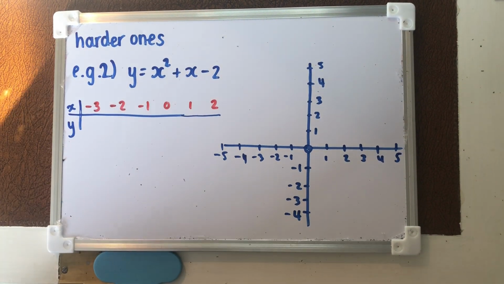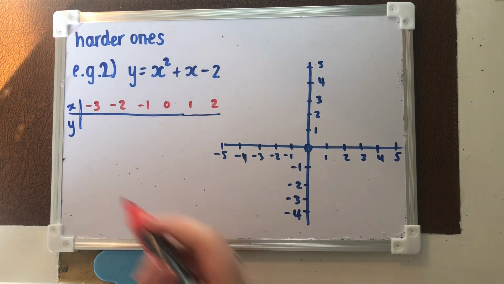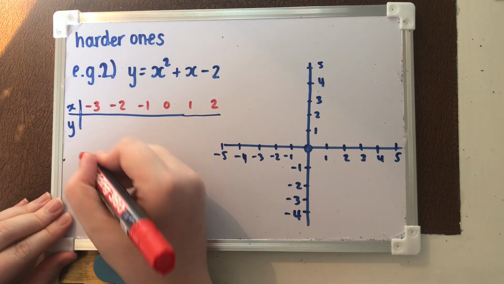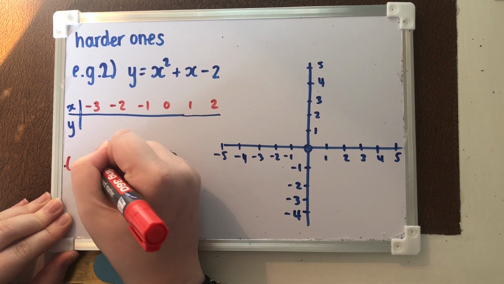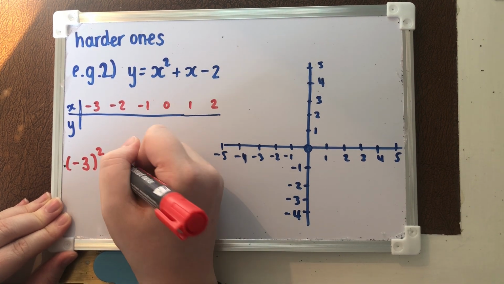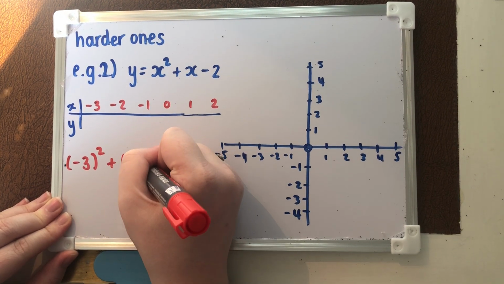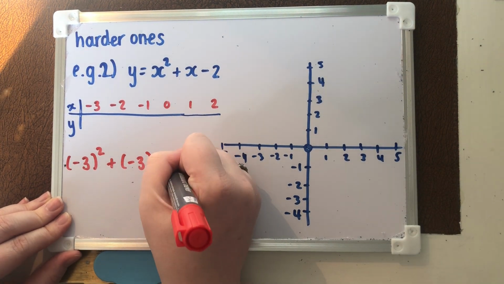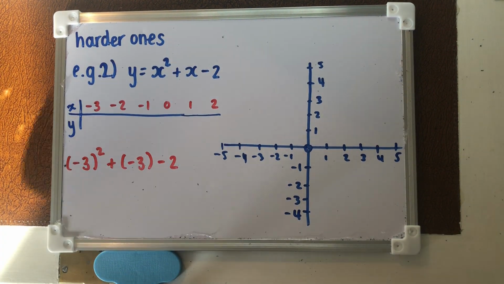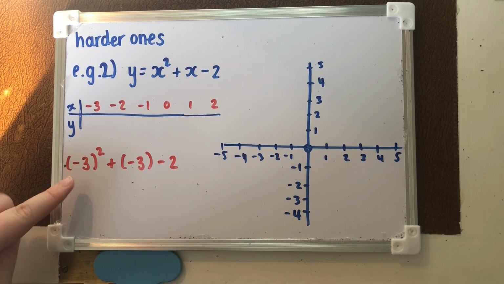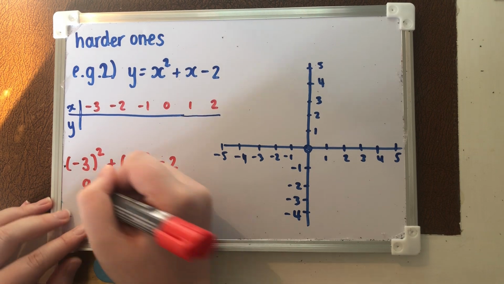So I'll show you how to do the first one in your head, and then I'll show you how to do it properly on a calculator. So we've got -3 squared, because we've got to square whatever x is. Then we've got to add on whatever x is, so add -3, and then we take away 2. Just be really careful with your signs at this point. So -3 squared would give us +9.